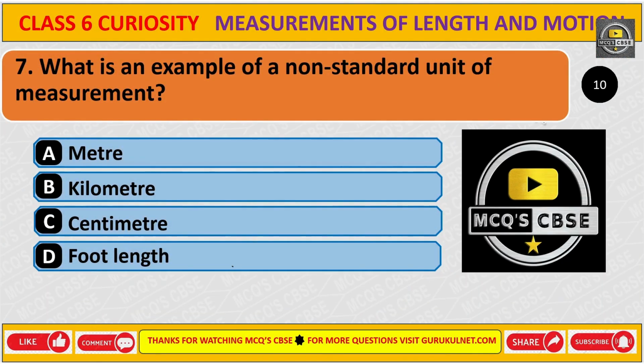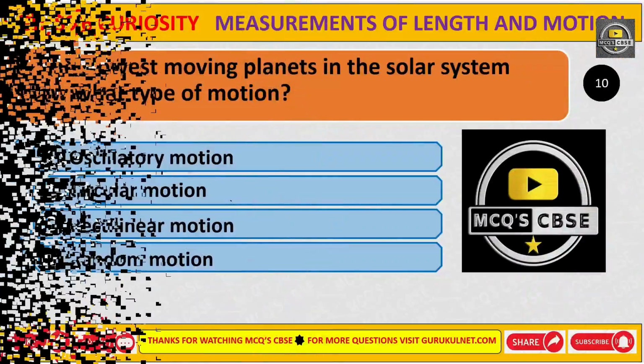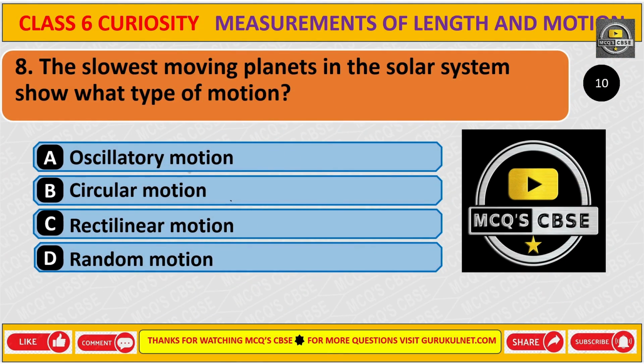What is an example of non-standard unit of measurement? And the correct answer is D, foot length. The slowest moving planet in the solar system shows what type of motion? And the correct answer is B, circular motion.